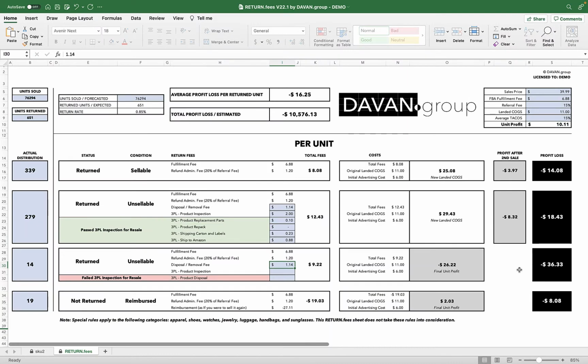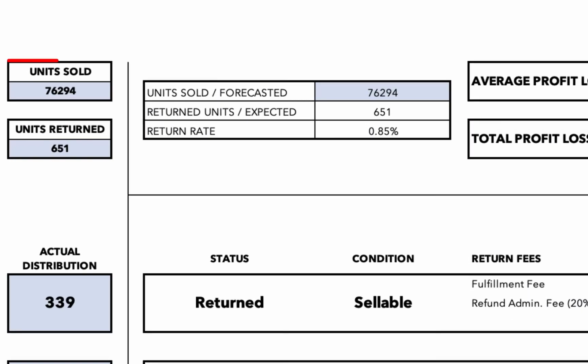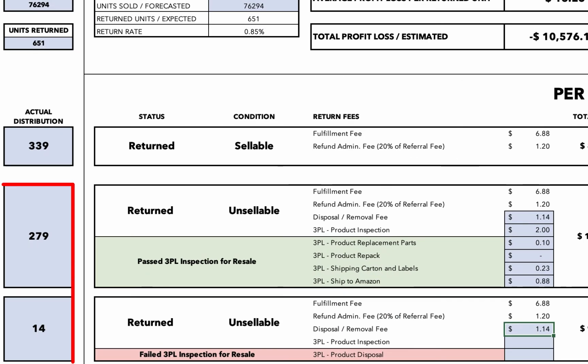What Ryan and I have noticed, we pulled our real data from last year. Last year, we sold 76,294 units, and we had 651 units returned. That's a really nice return rate of 0.85%. But what we notice is from those, Amazon deemed 294 of those units to be unsellable. And after a further inspection by our 3PL, he actually decided that 95% of those were actually sellable. You know, maybe a couple tweaks here and there, maybe some repackaging, but 95% of those were sellable again.